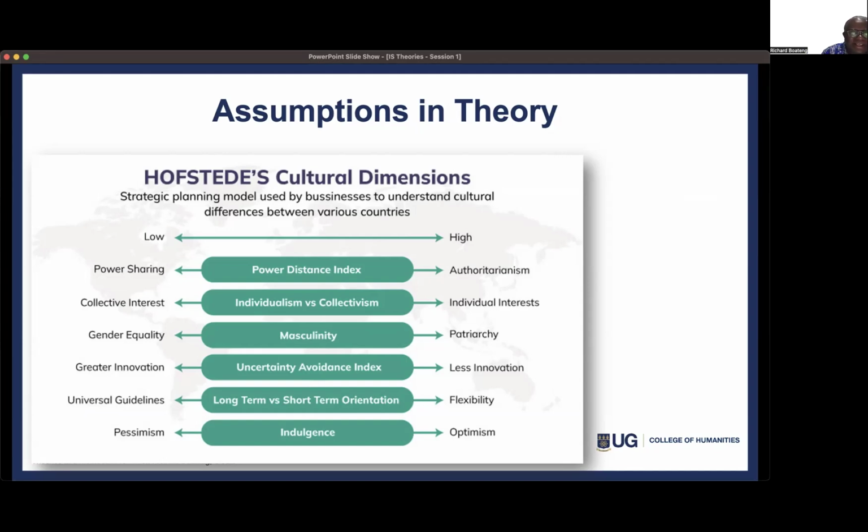Then collective interest will be seen when it is low in individualism versus collectivism, and individual interest will be seen when it is high. Then gender equality: masculinity will embrace more the fact that women's equality matters in the low one, but the other part will say no. Let's follow the culture. Patriarchally, I'm supposed to go on and become the leader. Uncertainty avoidance index: greater innovation, less innovation. Okay. Indulgence, pessimism, and then optimism. So optimism is on the high and the pessimism is on the low.